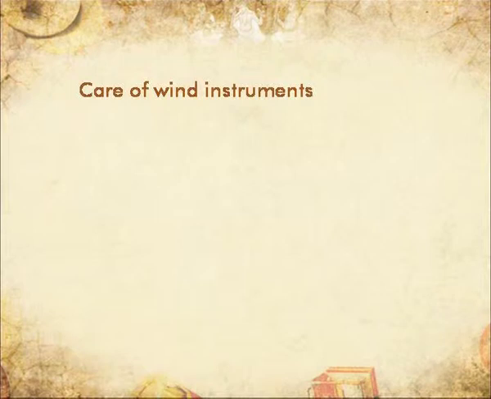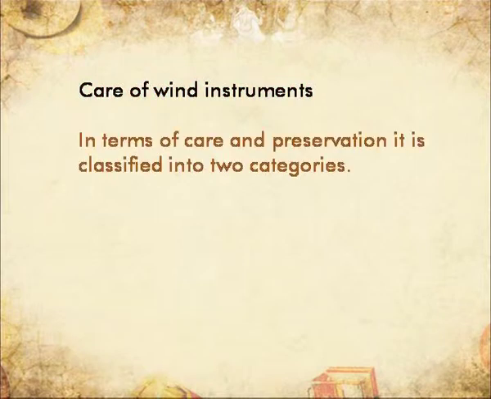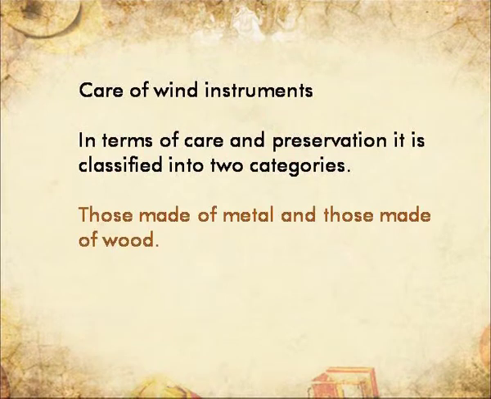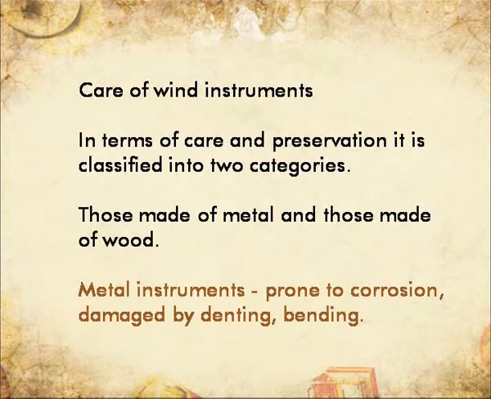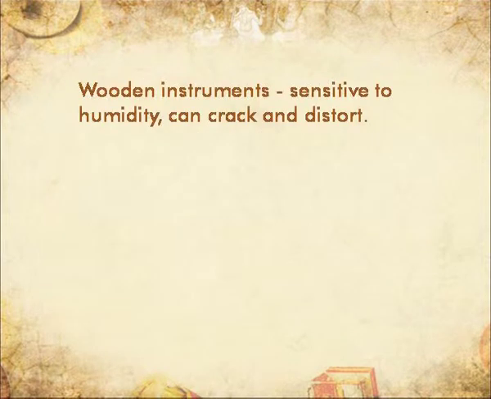Care of wind instruments. In terms of care and preservation, wind instruments fall into two basic categories: those made of metal and those made of wood. Metal instruments are prone to corrosion and can be damaged by denting and bending. Wooden instruments are sensitive to humidity and can crack and distort.